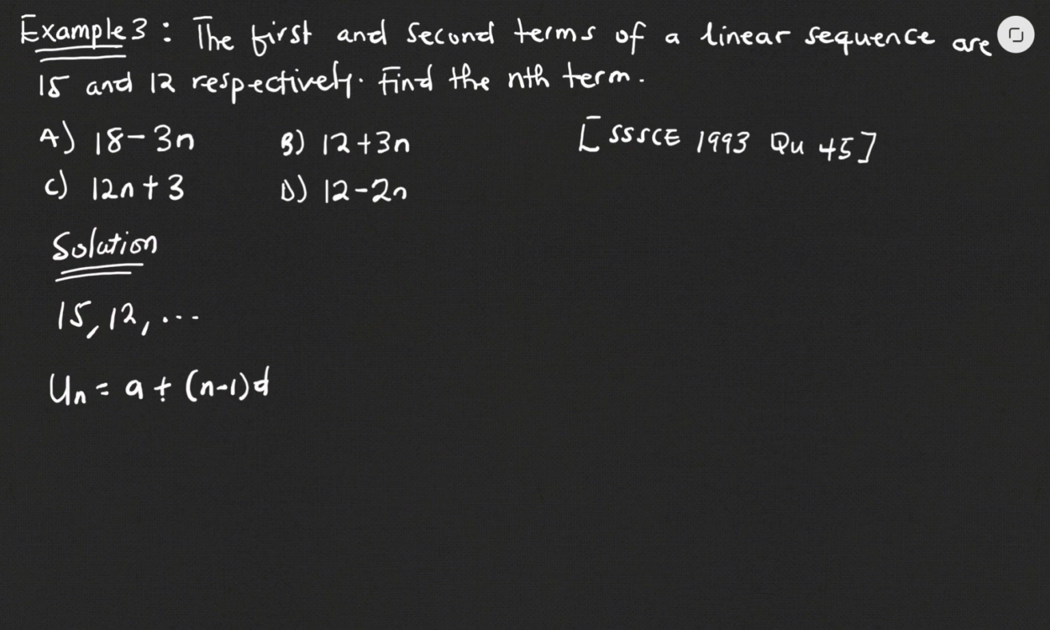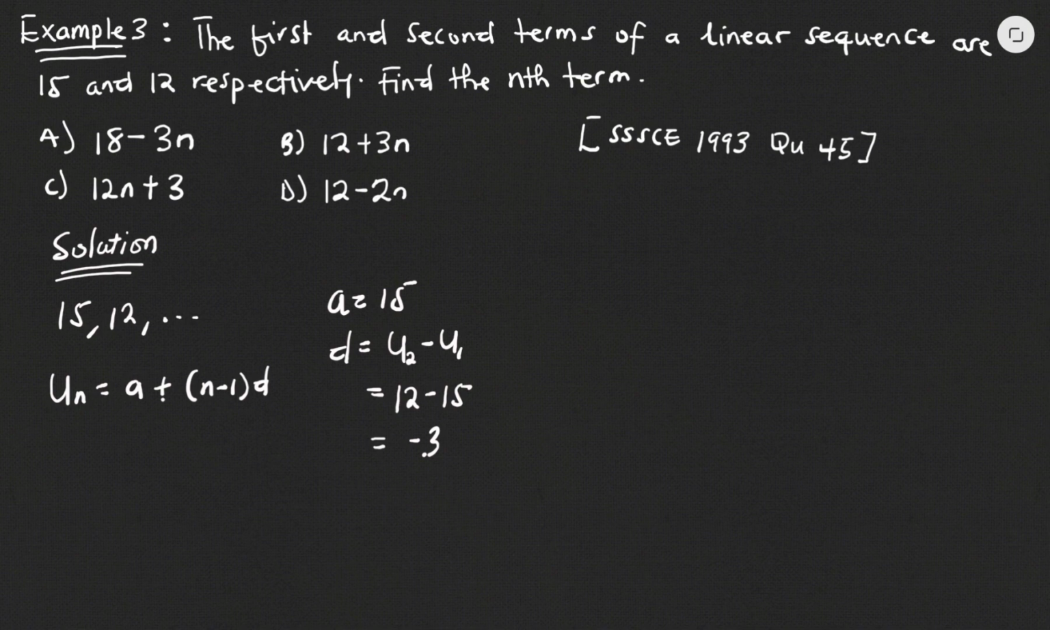Now, the a is the first term, which in this case is equal to 15. And then the d we have here is the difference, which is the second term minus the first term. So that will be u2 minus u1. The u2 in this case is our 12 minus the u1, which is 15. So the difference here is minus 3, because we can see the number is decreasing rather than increasing. So it makes sense that our difference is negative.